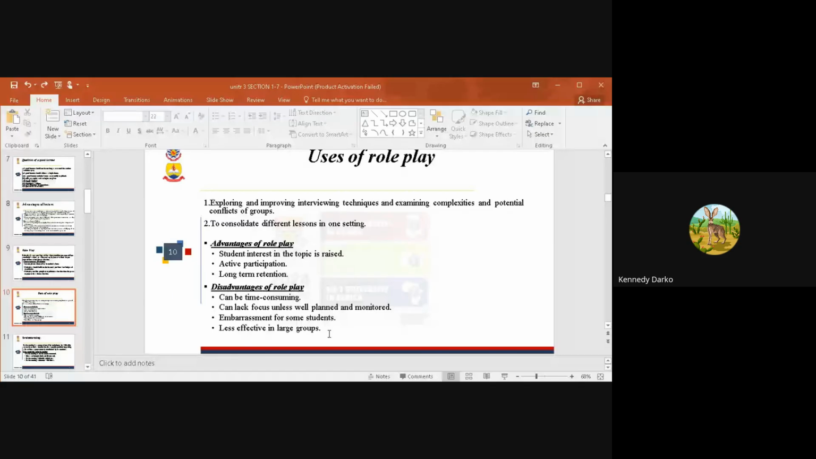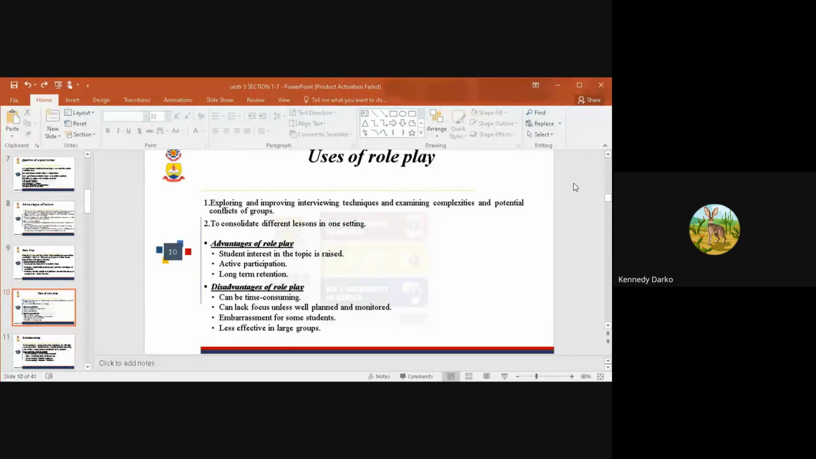Now, advantages of role play. Student interest in the topic is raised. Active participation is there. Long-term retention: once you put them into that role and they are able to play it, you realize that it will never go away from them. They perform the action, they are the doer of that particular action, and so for them to forget it, no.